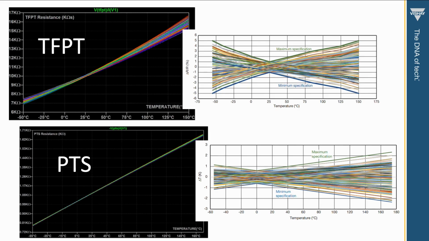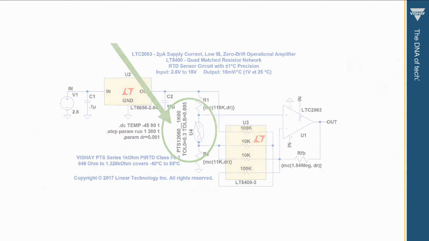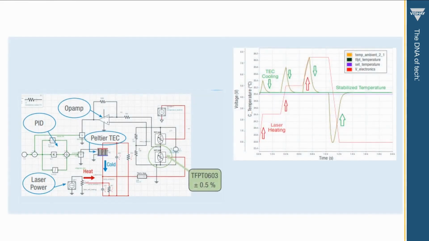Additionally, RTDs offer superior stability of resistance in temperature, making for exceptionally accurate sensing over their lifetime. Due to their precision and stability, RTDs are commonly used in temperature measurement applications where reliability is key.